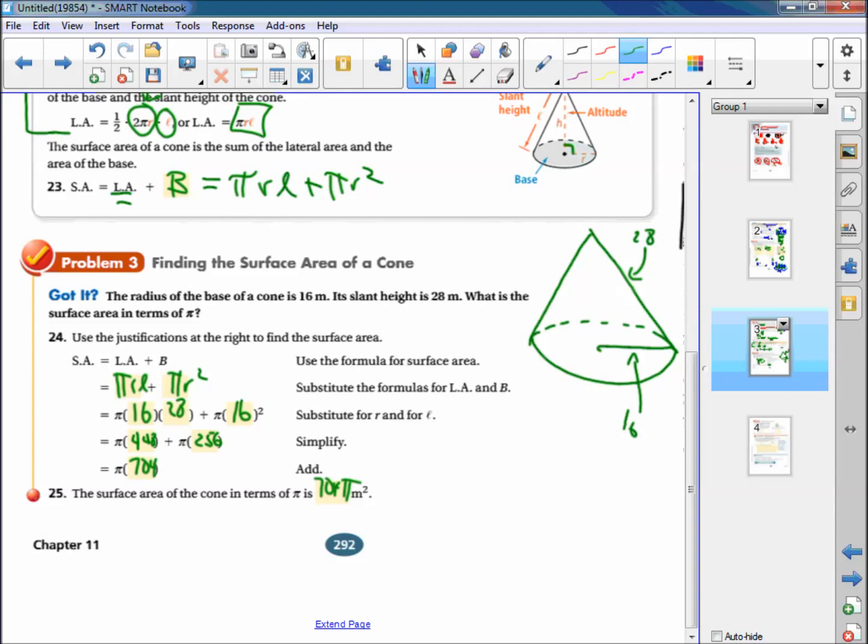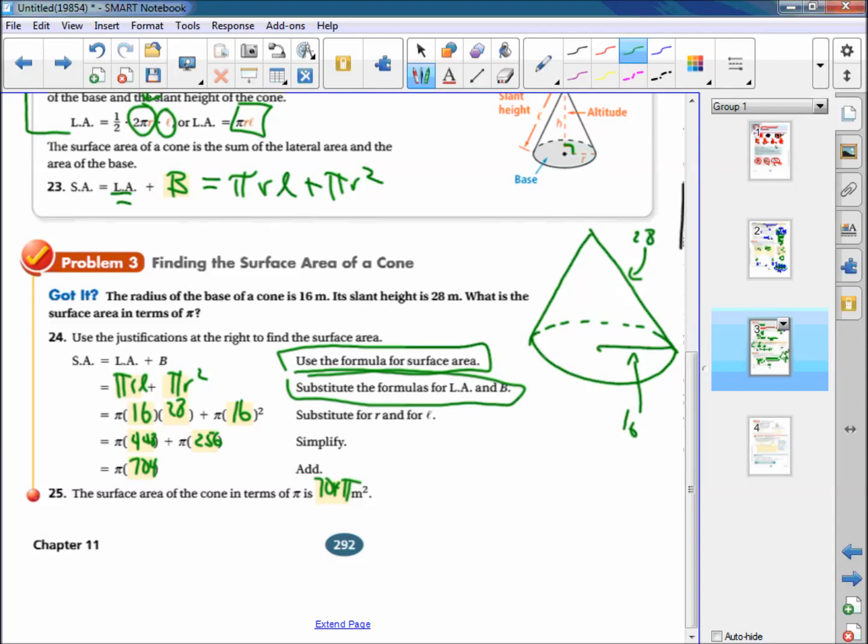Okay, so we had to find the whole surface area, which is the lateral area, pi RL, plus the area of the base, pi r squared, because our base is a circle. All right, so one more time to walk through it. First, we used our formula, lateral area plus base. Then we substituted in for lateral area and base with pi RL and pi r squared. And then we plugged in for r and L and did some simplifying.